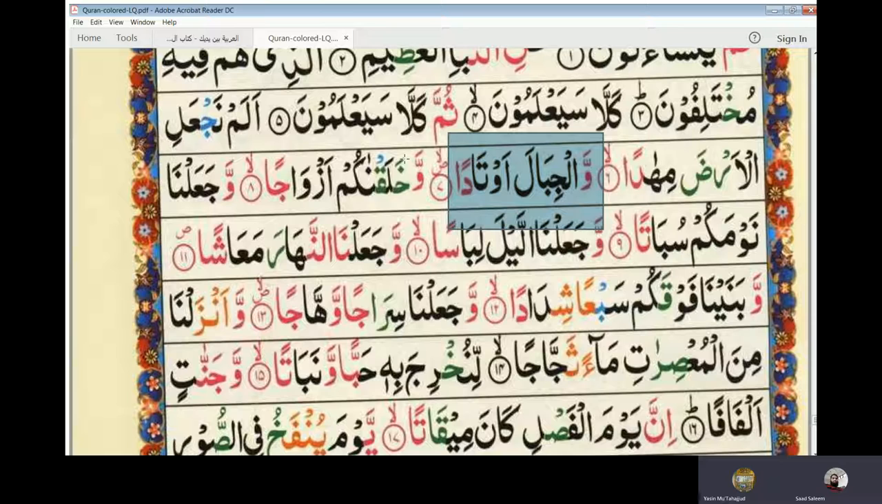وخلقناكم. Wal jibala autada. Read this again. Okay. Wal jibala autada. Okay, wal jibala autada.